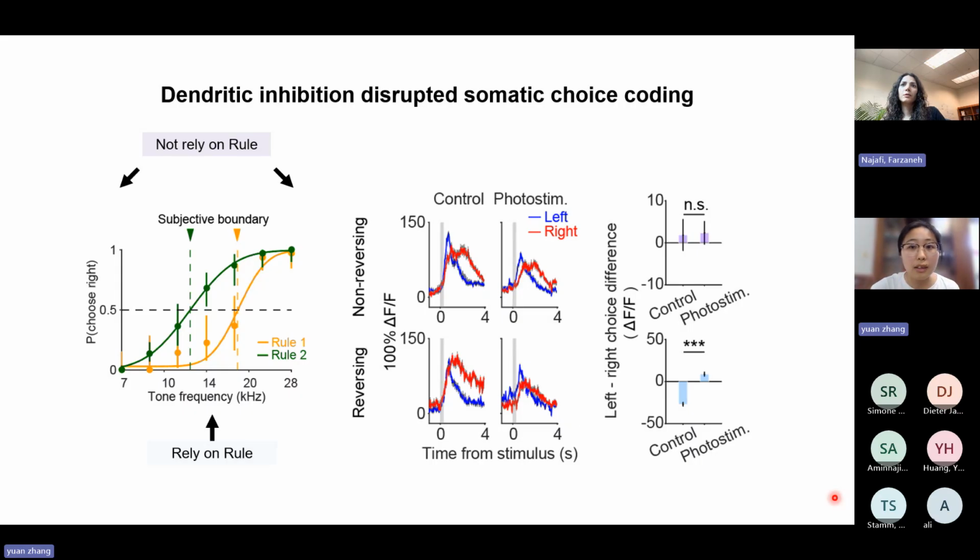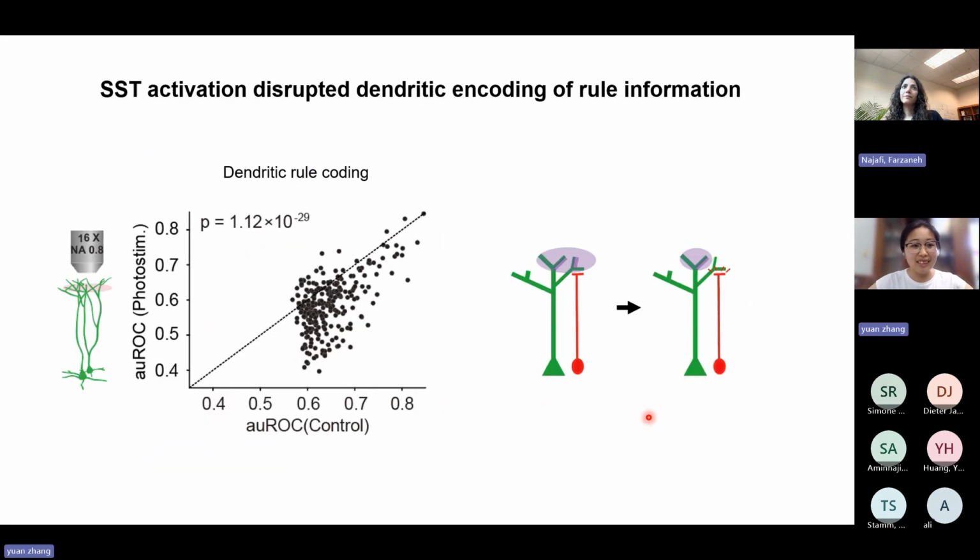I have a question. Did you show us how this SST manipulation affects the behavior? Not behavior, neural activity. Correct. But does it affect the behavior as well, in addition to disrupting the dendritic rule coding?